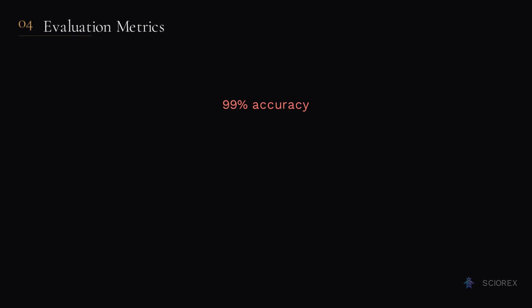Let's go back to that 99% accuracy claim from the hook. Here is one way it can be worthless. Suppose you are building a medical test for a rare disease that affects 1% of patients. A model that simply says, no disease, for every single patient gets 99% accuracy. It is completely useless. It misses every sick person, but the accuracy number looks great.